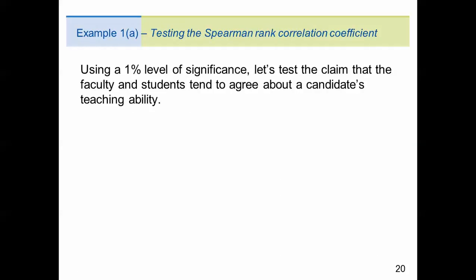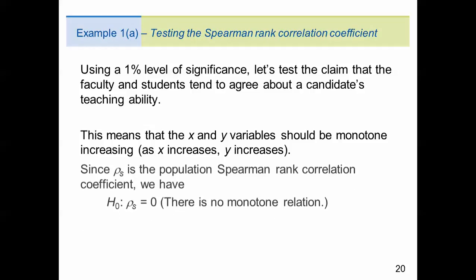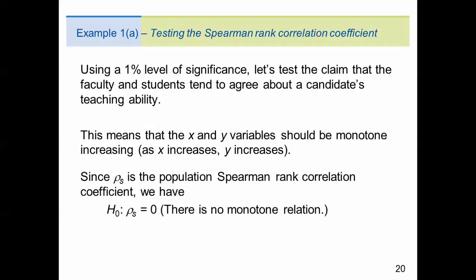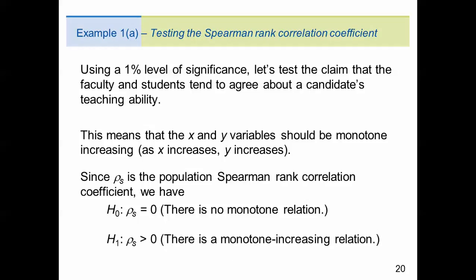So now we're going to go do this test. Using a 1% level of significance, we're going to test the claim that the faculty and students tend to agree about a candidate's teaching ability. This means that the X and Y variables should be monotone increasing, that they're in line with each other. Since P sub S is the population Spearman rank correlation coefficient, the null is that it is 0, that there is no monotone relation, and our alternate is that it is positive, greater than 0, that there is some sort of monotone increasing relationship.